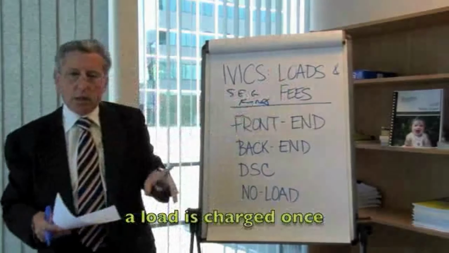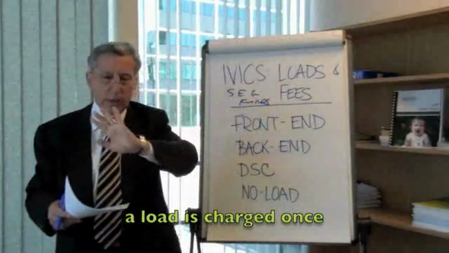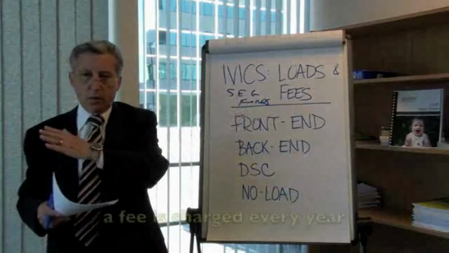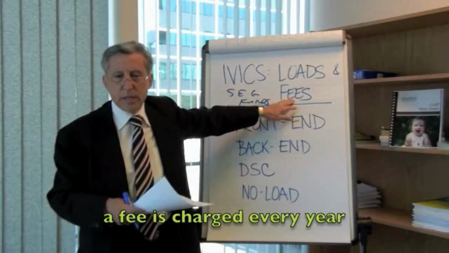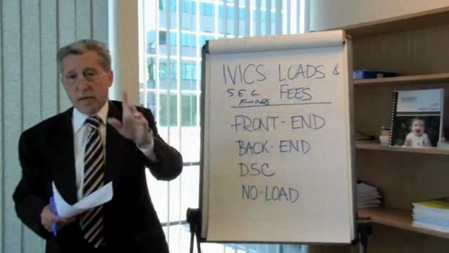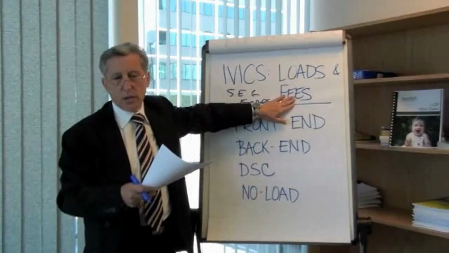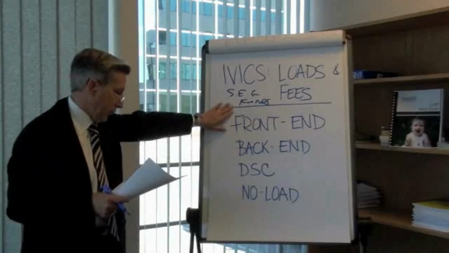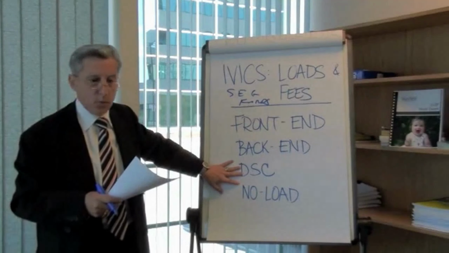The loads basically are a one-time charge. So the important thing to remember is that a load is charged once, and that's about the size of it. Okay. A fee, on the other hand, is charged all the time. So your management expense ratio, your MER, is a fee because it's charged every single year against the value of the fund. Whereas a load, in actual fact, is just charged once. So the difference between one and the other is one is charged one time only, the other one is an ongoing expense.